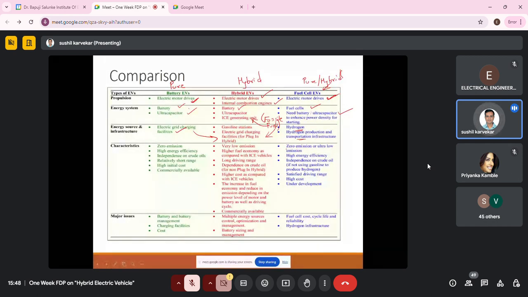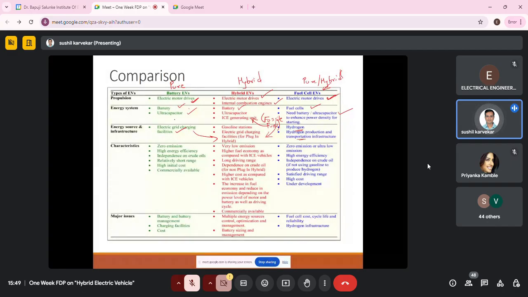Typically this is very important because hydrogen by default is an explosive element, so it has to be handled very carefully, and therefore hydrogen production and transportation infrastructure has to be done in a controlled environment. Even the transportation is to be done with a great deal of care. So these types of fuel cell EVs are going to have these two infrastructure requirements.